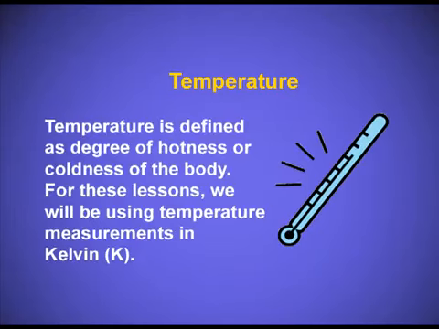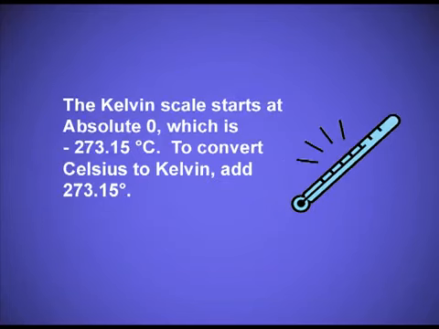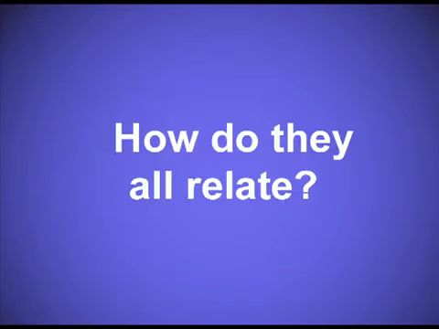Temperature. Temperature is defined as the degree of hotness or coldness of a body. For these lessons, we will be using temperature measurements in Kelvin, symbol K. The Kelvin scale starts at absolute zero, which is minus 273.15 degrees Celsius. To convert Celsius to Kelvin, add 273.15 degrees. How do they all relate?